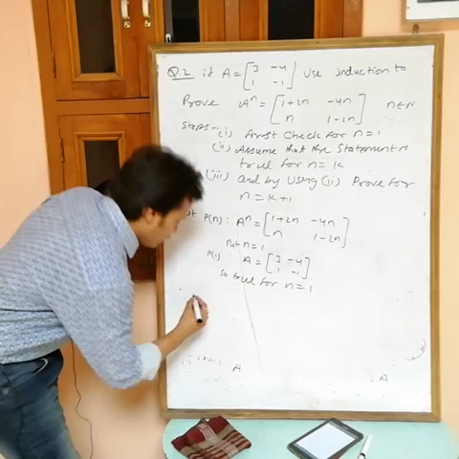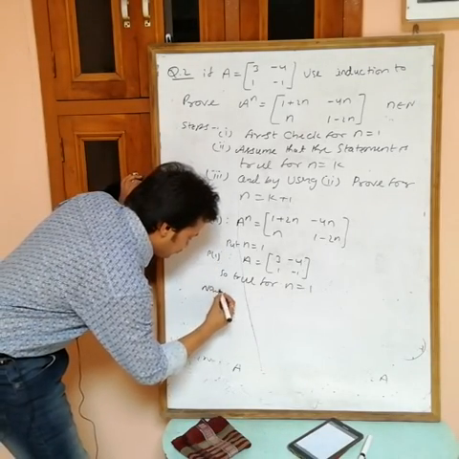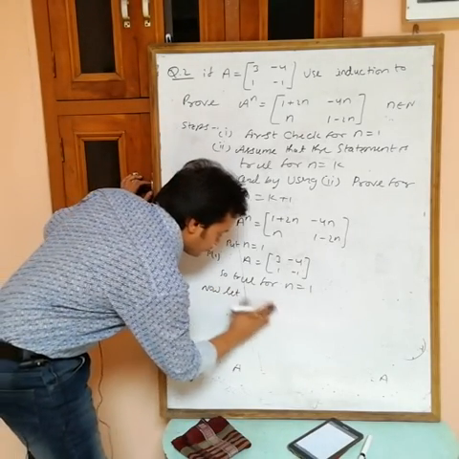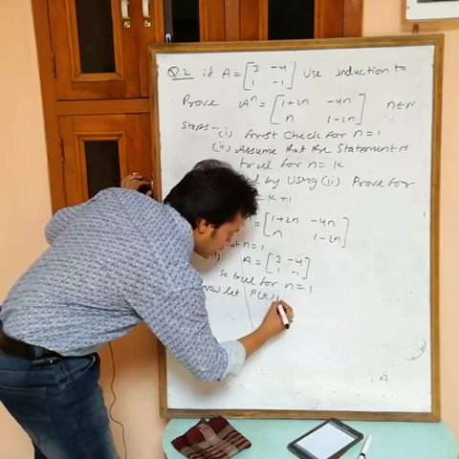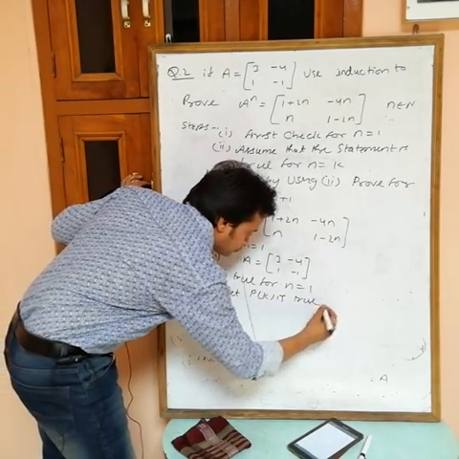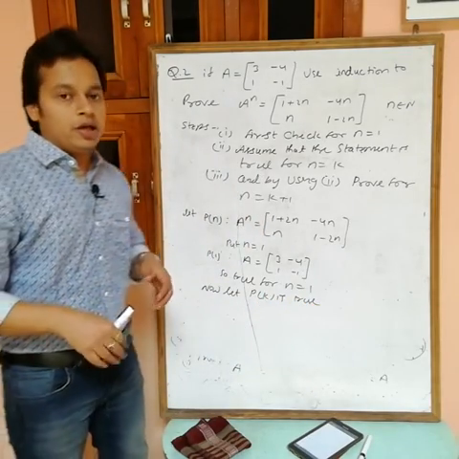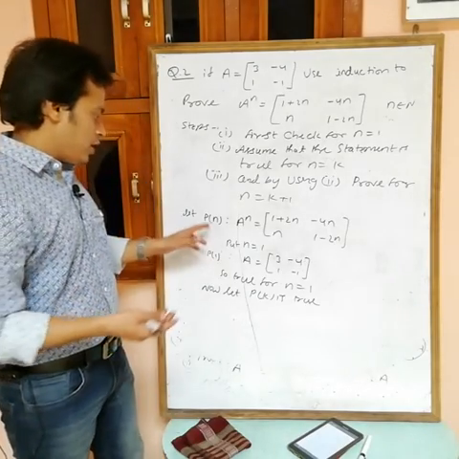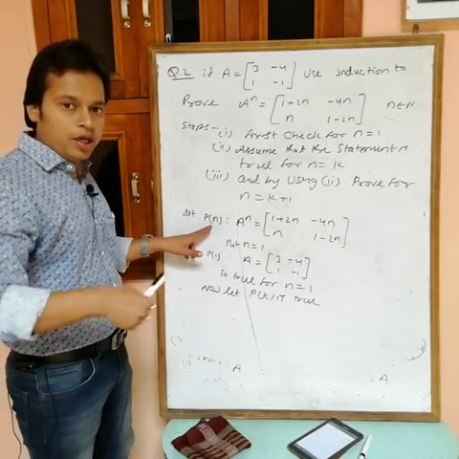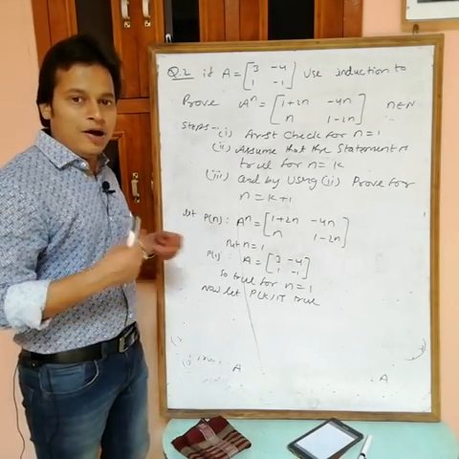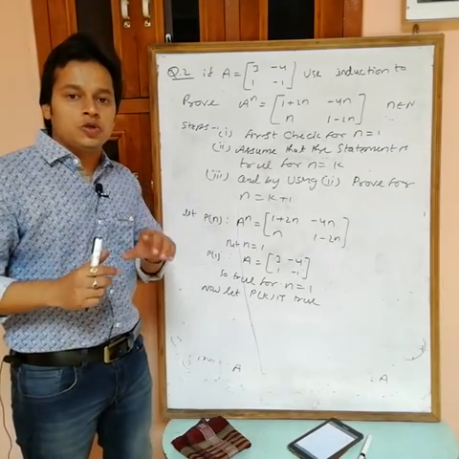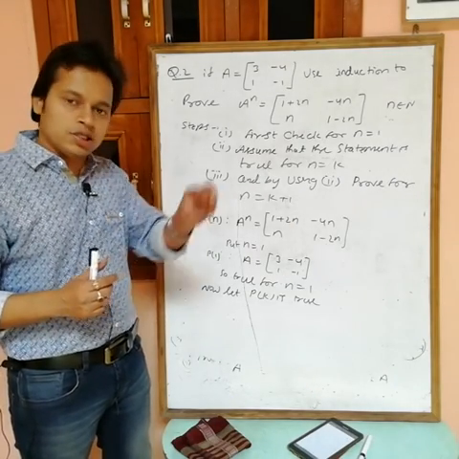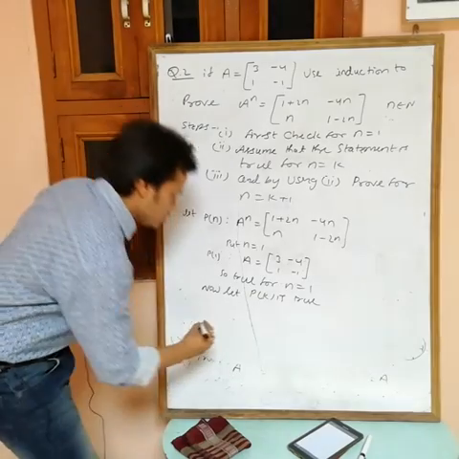First check for n equals 1, then second step: assume that this statement is true for n equals k. Now let Pk be true. The statement for n equals k is true, and the statement is Pn. For n equals k, this becomes Pk. Now I am assuming that Pk is true. Pk is true, it means in Pk, LHS is equal to RHS. Okay, so first write Pk.